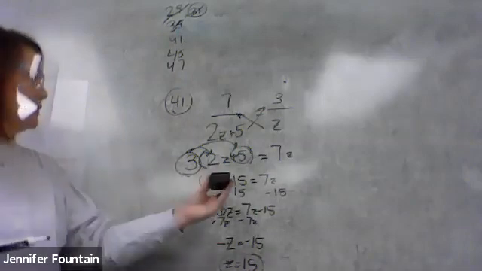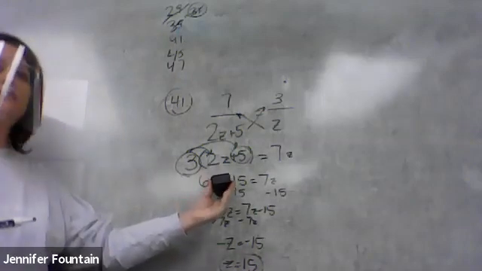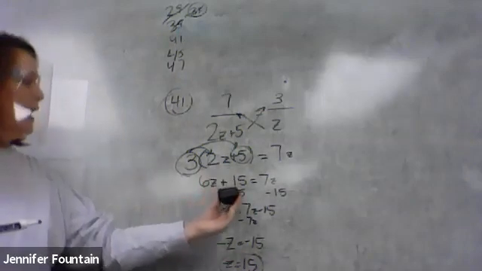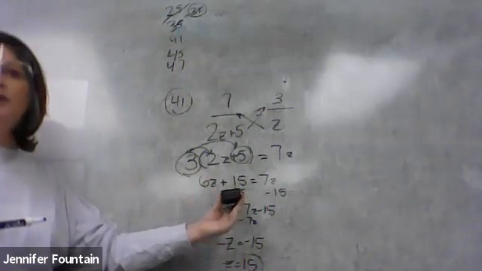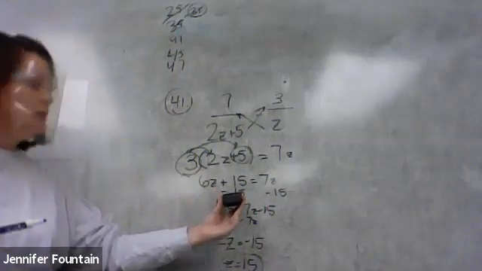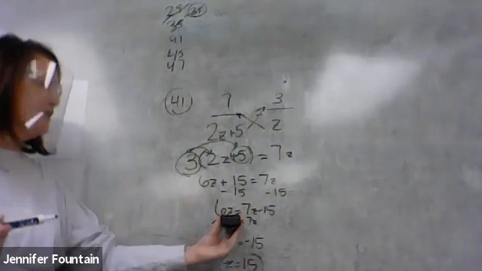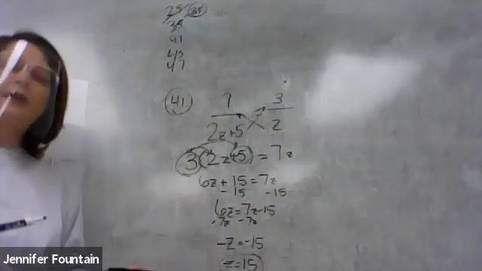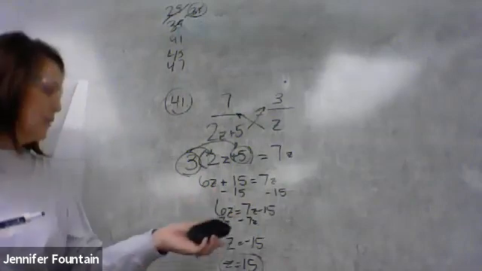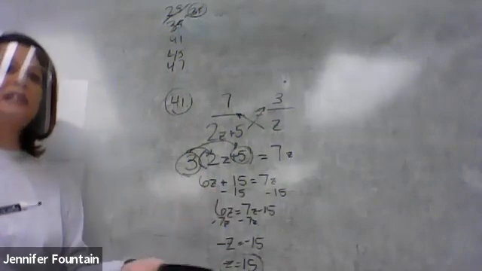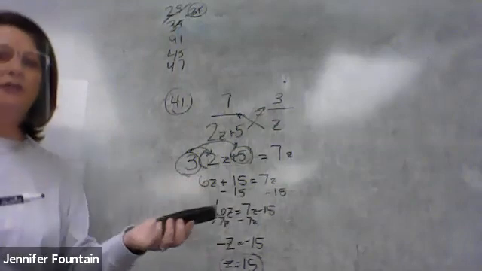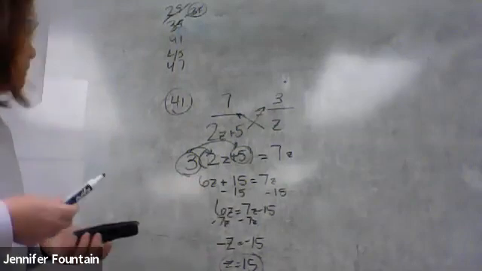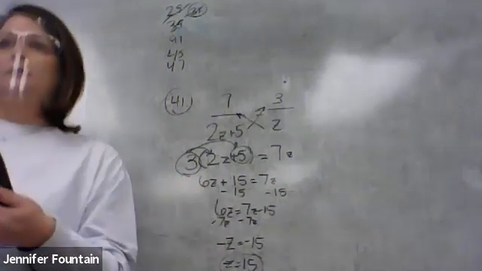So once I distribute, I have 6z plus 15 equals 7z. I move my 15 from the left to the right by subtraction. So I'm left with 6z is equal to 7z minus 15. Move 7z from the right to the left by subtracting. So I end up with negative z equals negative 15. So positive z equals positive 15. Any questions on that one before I erase it?